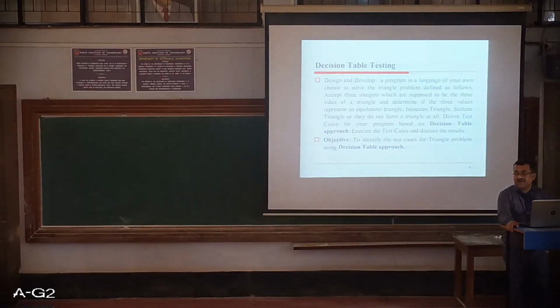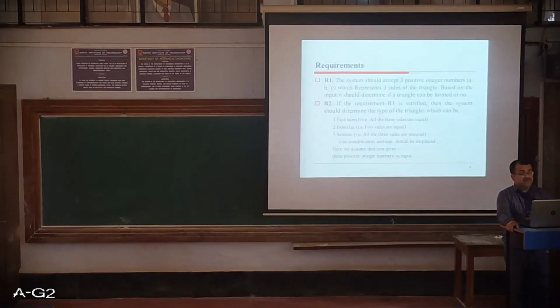And then we need to identify the test cases for the triangle problem. So we can use the decision table to solve this problem. Requirement R1 for this triangle problem is that we take three positive integers, A, B, and C, which are assumed to be the three sides of the triangle. With these three values, we need to identify whether a triangle can be formed or not. That is the initial requirement, requirement number one.